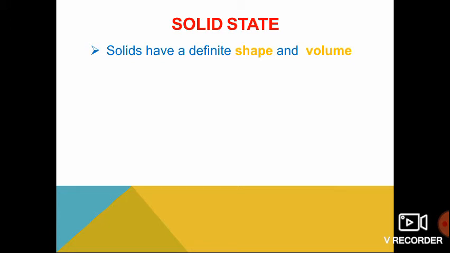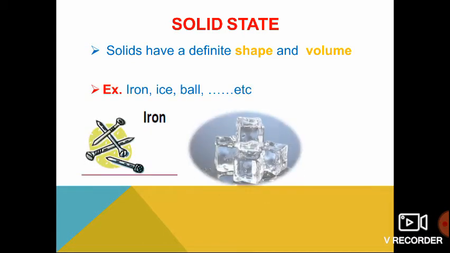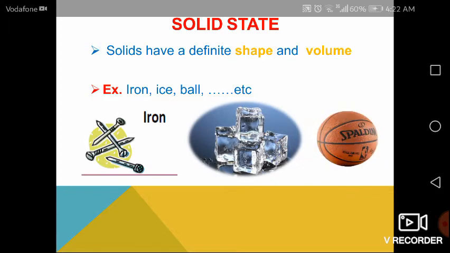Okay, the solid state. What do we mean by solid? What makes us say that this matter is solid? Solids have a definite shape and volume, like ice or a ball.